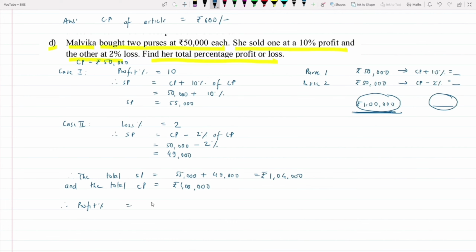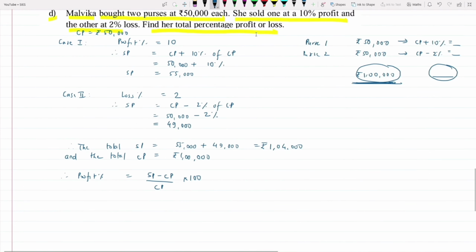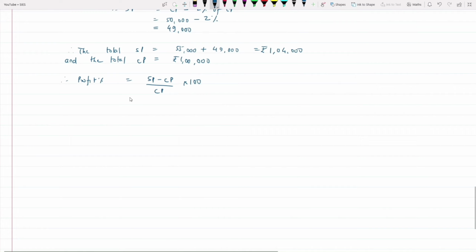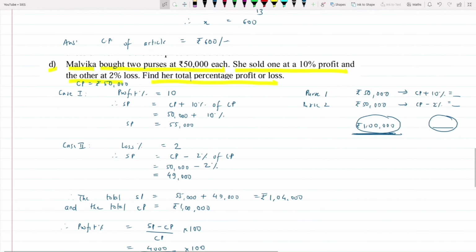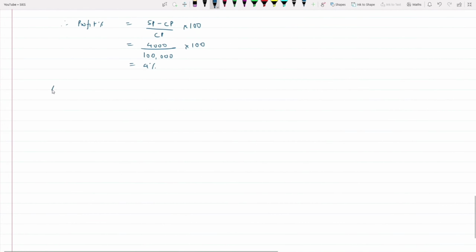SP minus CP upon CP multiplied by 100. So that's 4,000 divided by 1 lakh multiplied by 100, and that is going to be 4%. So to answer the question, we were told to find out a total percentage profit or loss. So we can say that Malvika's total profit percentage is equal to 4.